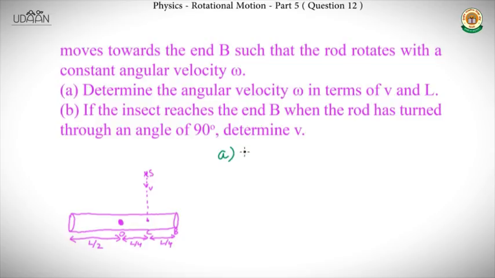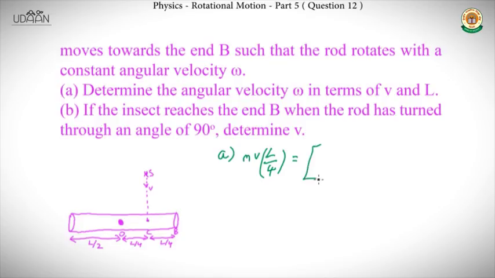So over here we see that the initial angular momentum will be mv into L by 4. L by 4 is the distance of the insect falling on the rod, right? So mv into L by 4 should be equal to the final moment of inertia of the system, that is the rod plus the insect, into the omega, right?